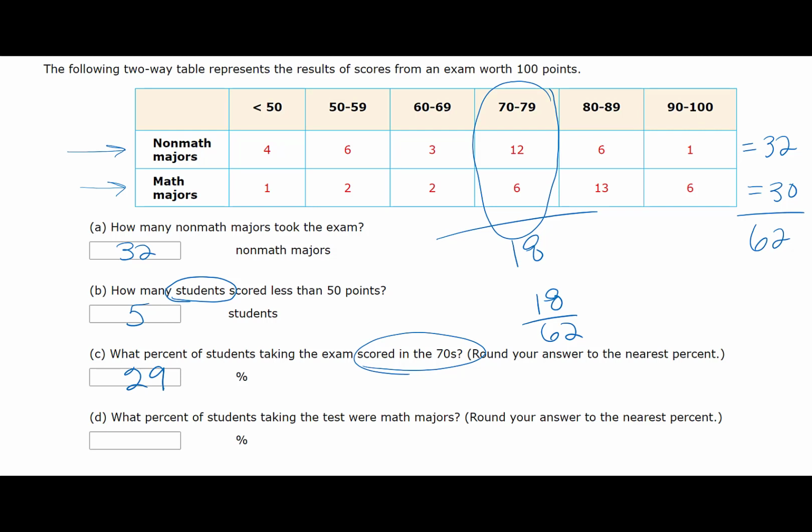Question D, what percent of students taking the test were math majors? Okay, we already know that everyone taking the test was 62, and we know the number of math majors was 30. So take the fraction 30 over 62 and convert that into a decimal. Type in 30 over 62 in your calculator, times that decimal by 100. It does say round your answer to the nearest percent, which is a total of 48%.